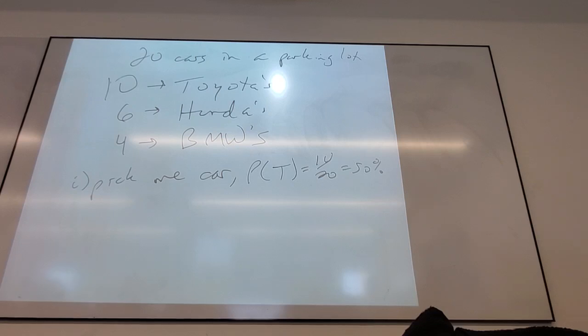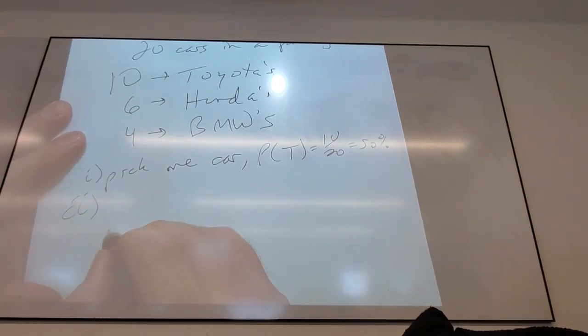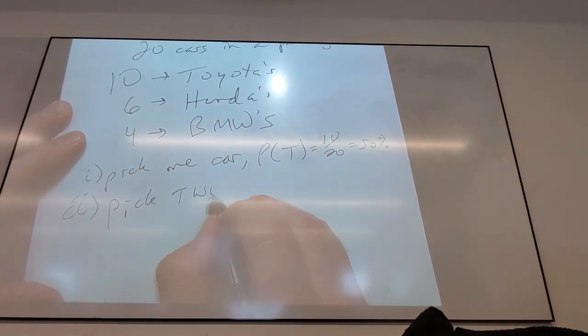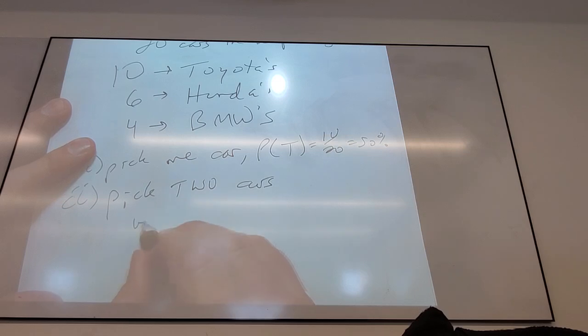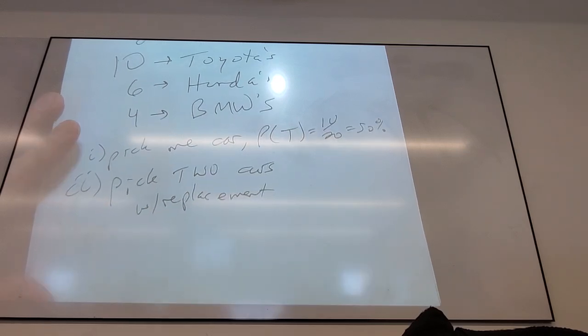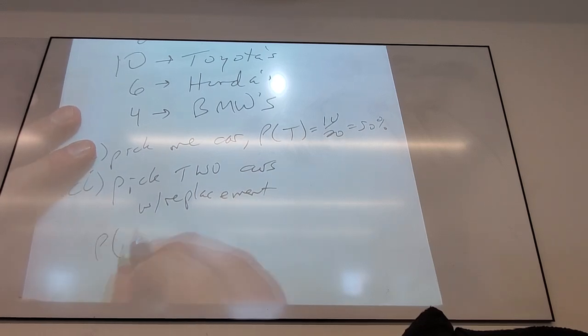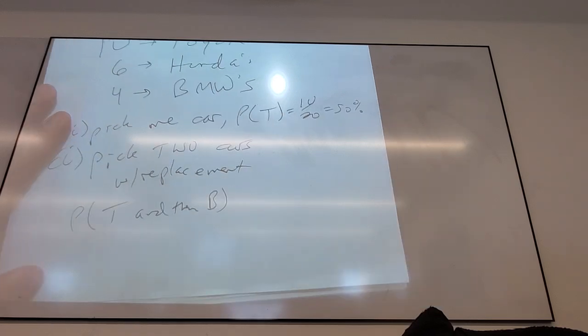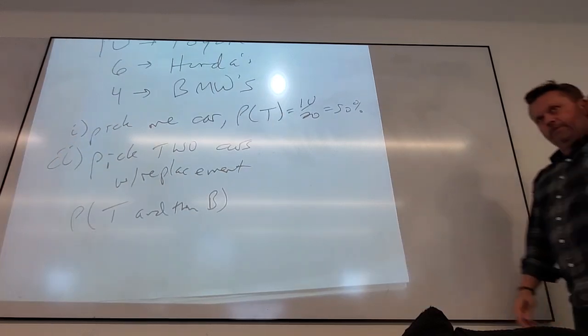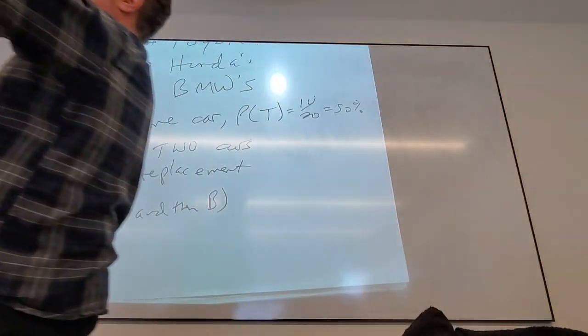So if I pick 2 cars, I have to tell you how I'm doing it. So let's do it with replacement first. What's the probability that I get a Toyota and then a BMW? So I want this to make nothing but sense.